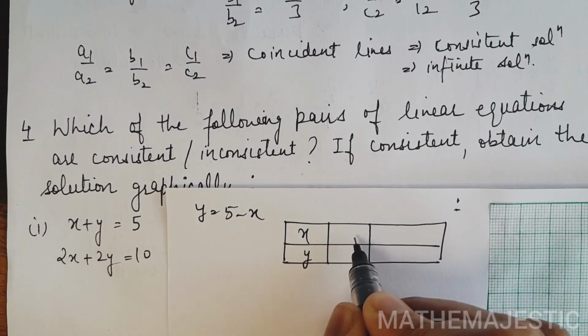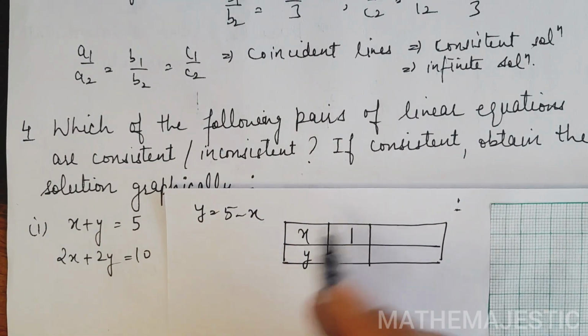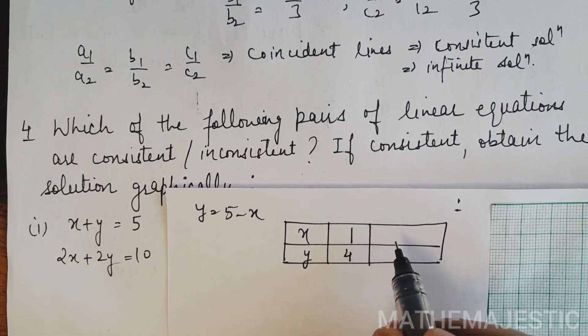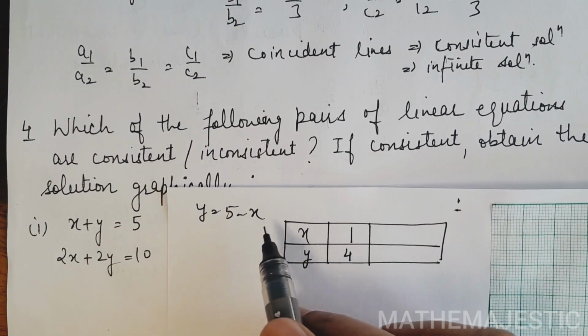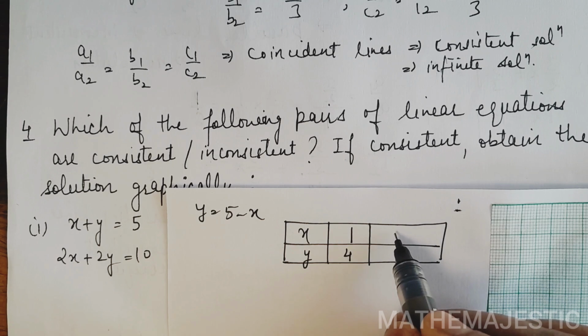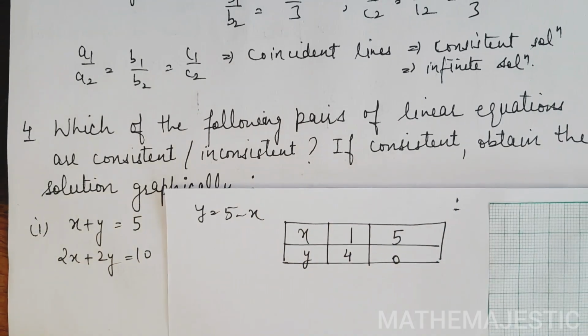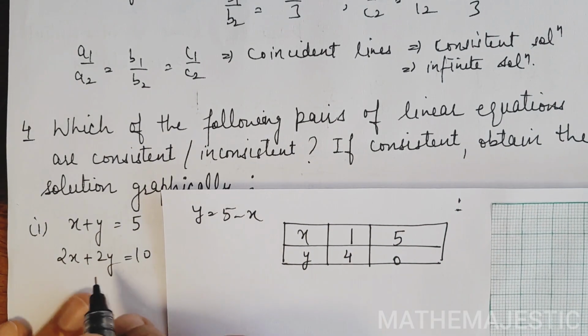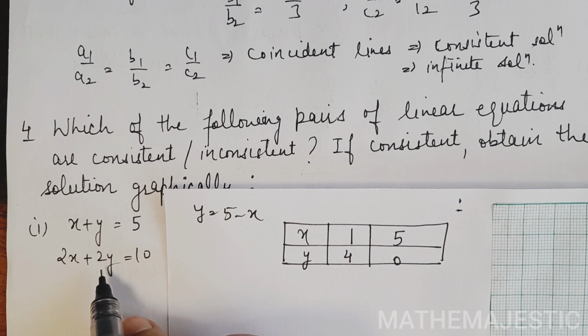If x we will take as 1, so y will be 5 minus 1, 4. If x we will take as any number you can take here. If x you are taking as 5, so y will be 0. Now similarly from the second equation we will get the value of y.